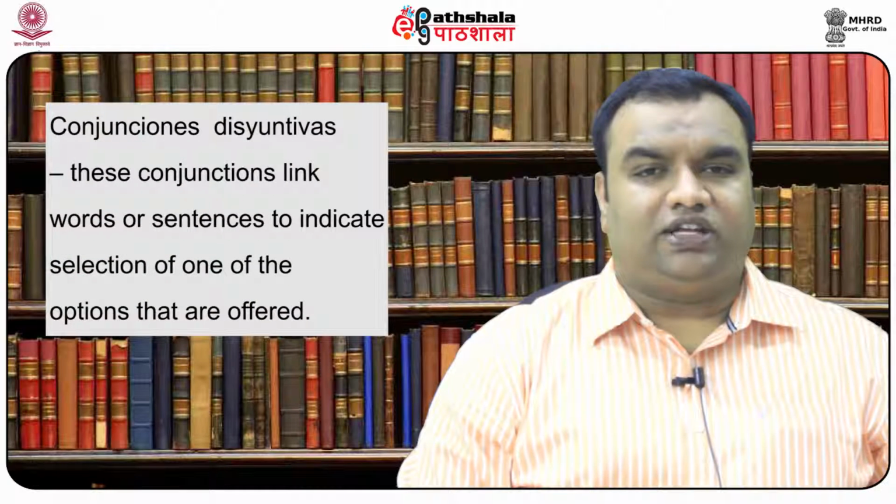Coming to the next subcategory, conjunciones disyuntivas. These conjunctions link words or sentences to indicate selection of one of the options that are offered. These are o, u. O means or, either, and u also means or. Let us see some examples to understand how they function. ¿Qué te apetece tomar? ¿Café o té? In English, it is translated as what do you want to have? Coffee or tea?